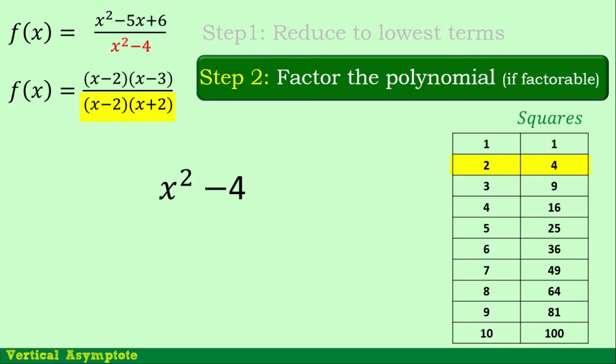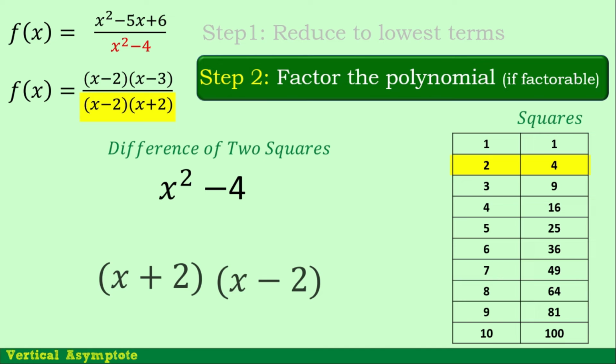Since both are perfect squares and are separated by subtraction, this qualifies as a special product which we call the difference of two squares. The factors of this special product would look like this, wherein the first terms are the roots of the first term of our given expression, which is x squared. So that will be x and x. And the second terms of our factors are the roots of our second term, which is 4. That's why we have 2 and 2. And the factors are now the sum and the difference of the roots.